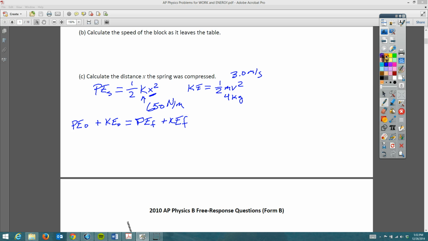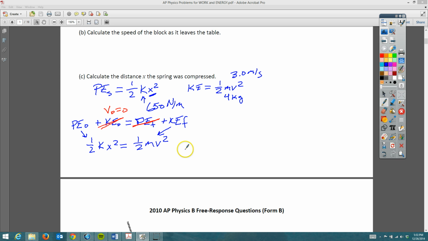In this equation, there's a couple of things we don't have. We don't have any final potential energy, and we don't start with any kinetic energy because the original speed is equal to 0, and the spring is totally let go of the object, so there is no potential energy anymore either. So let's solve this. Our potential energy is 1/2 kx squared, and that should be equal to 1/2 mv squared, the final kinetic energy.